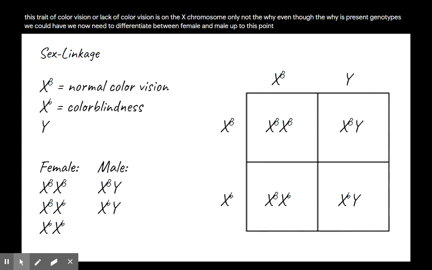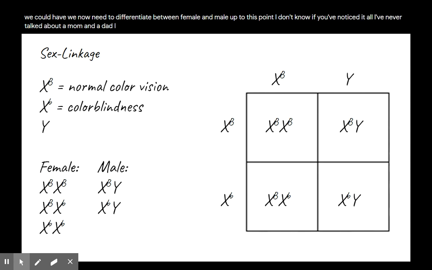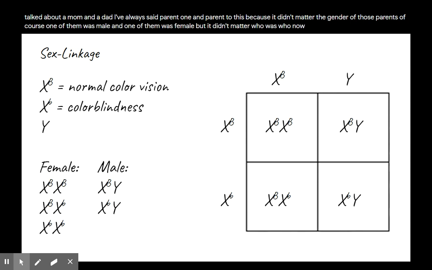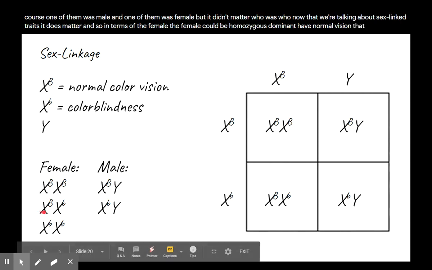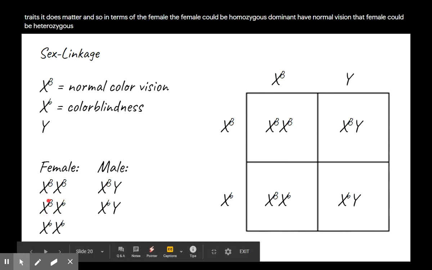Up to this point, I don't know if you've noticed, I've never talked about a mom and a dad. I've always said parent 1 and parent 2. That's because it didn't matter the gender of those parents. Of course, one of them was male and one of them was female, but it didn't matter who was who. Now that we're talking about sex-linked traits, it does matter. And so the female could be homozygous dominant, have normal vision. That female could be heterozygous and have normal vision.